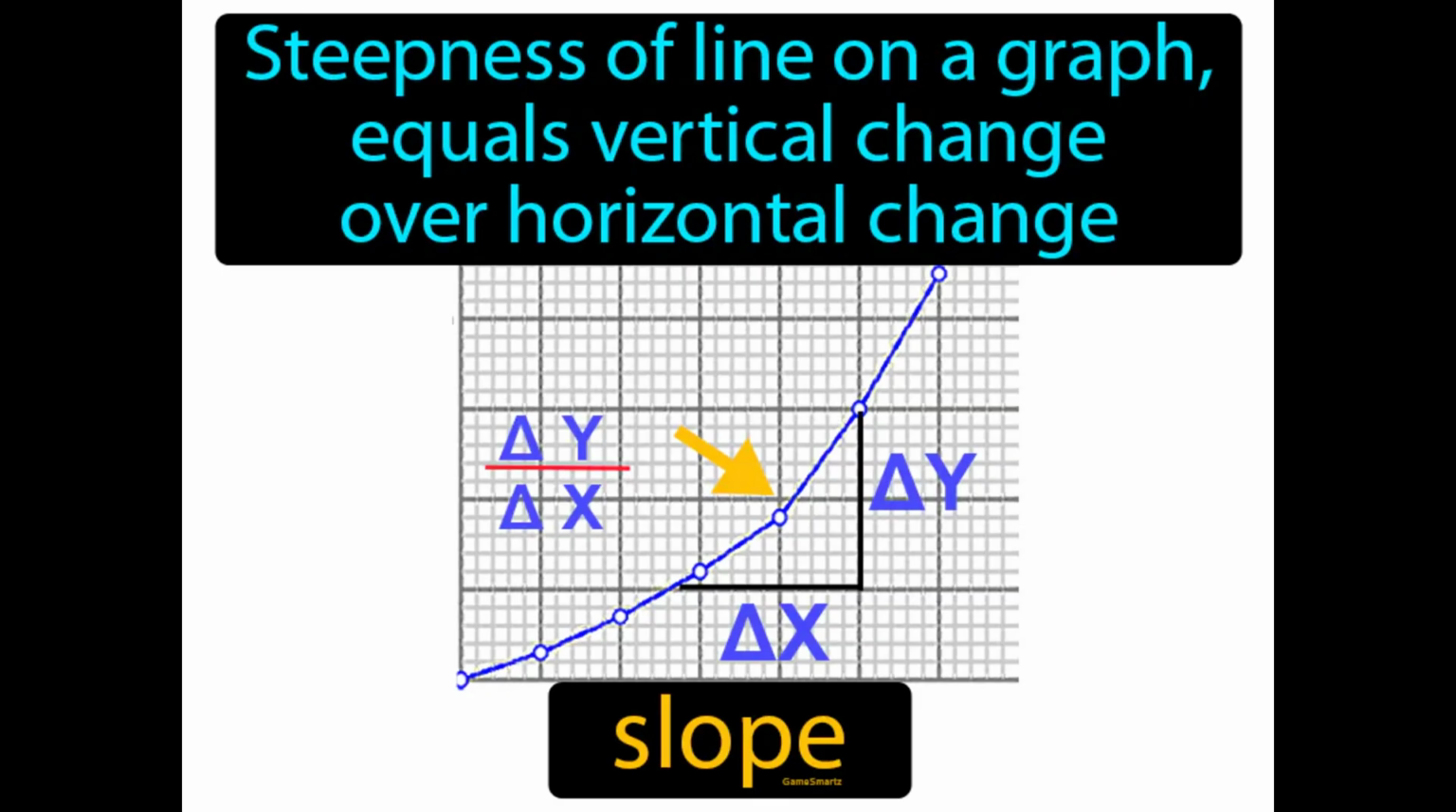The steepness of a line on a graph equals vertical change over horizontal change. Slope is a measure of how steep a line is on a graph, indicating how much the line goes up or down for each step it goes across.